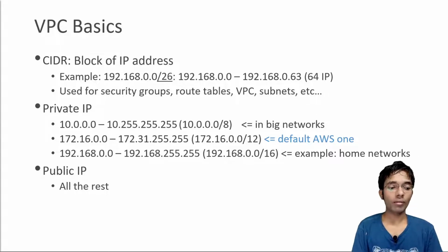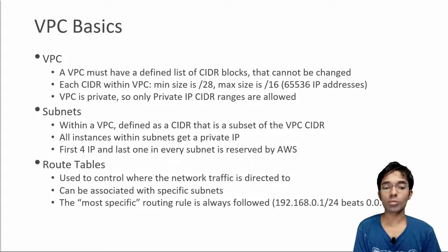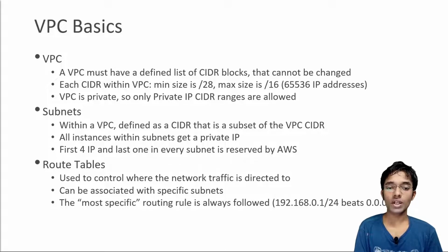Next we have the VPC. So what is a VPC? A VPC must be defined as a list of CIDR blocks and cannot be changed, and the VPC will present your virtual private cloud based on these CIDR blocks. The CIDR within your VPC must have a minimum size of /28 and a maximum size of /16, which represents 65,536 IP addresses. The VPC is by definition private, so only private IP ranges are going to be allowed within your VPC.